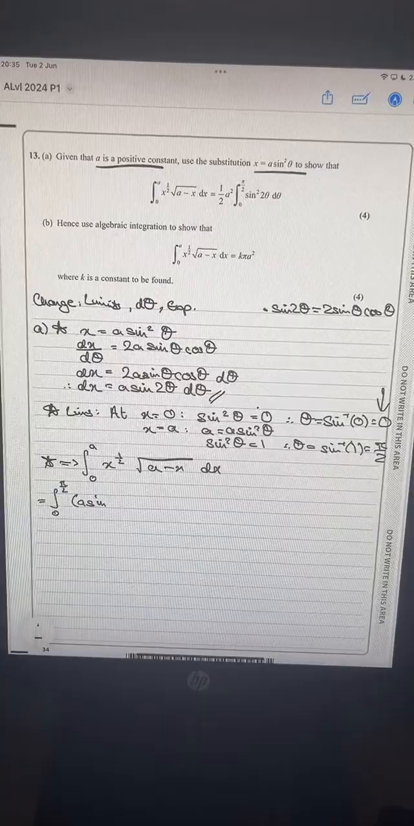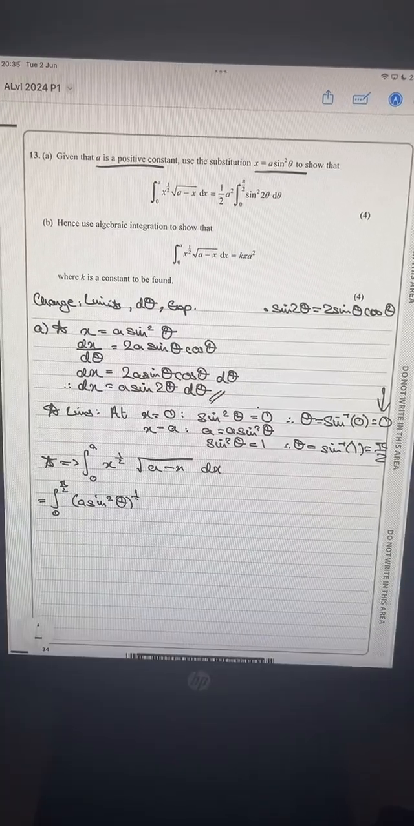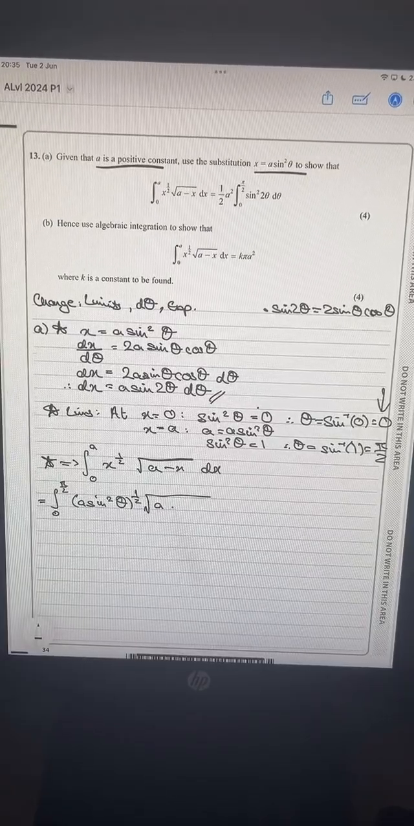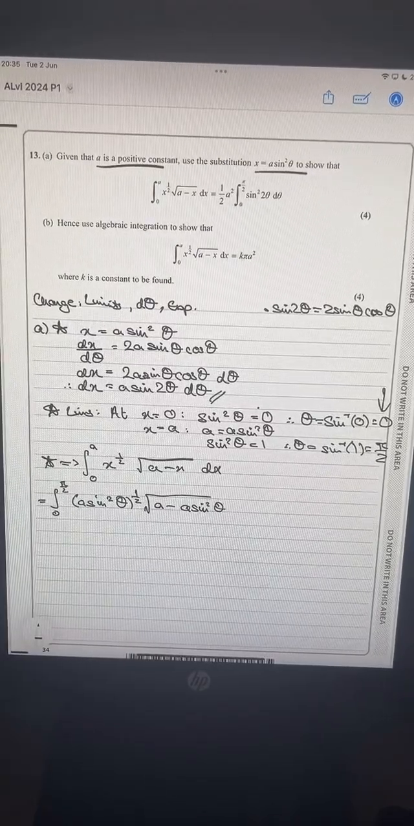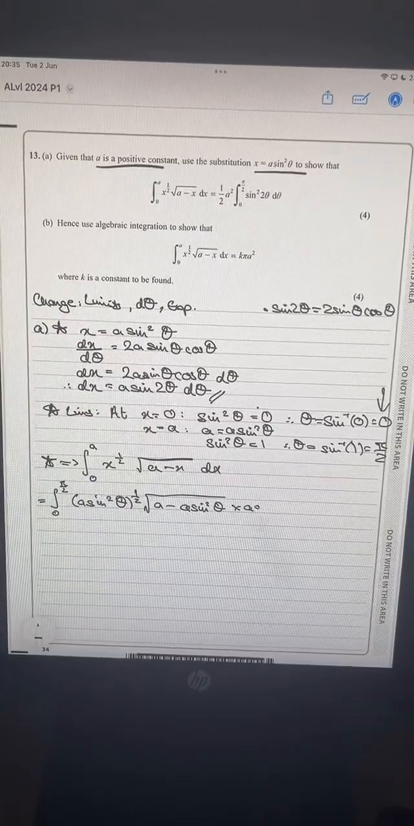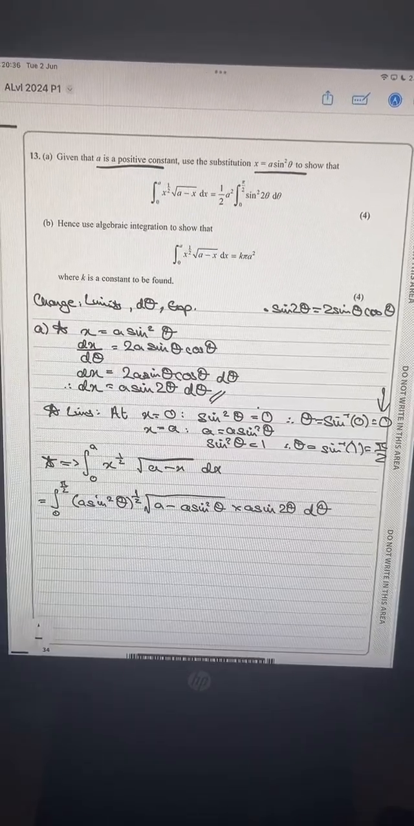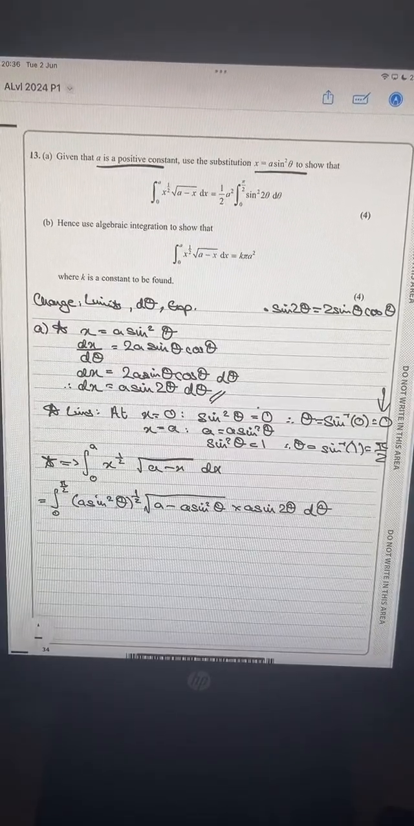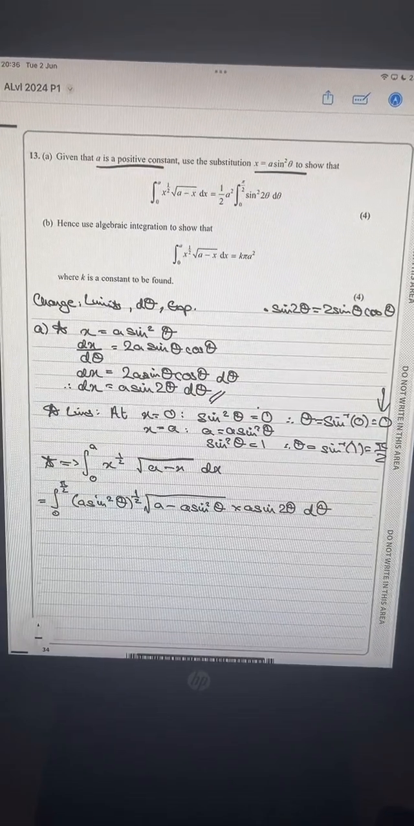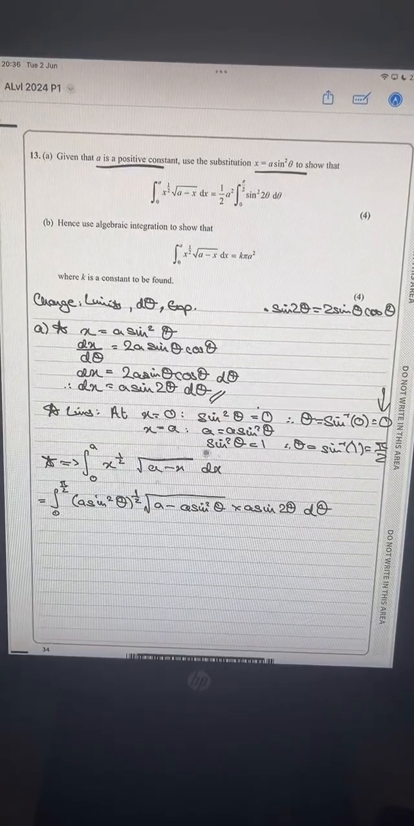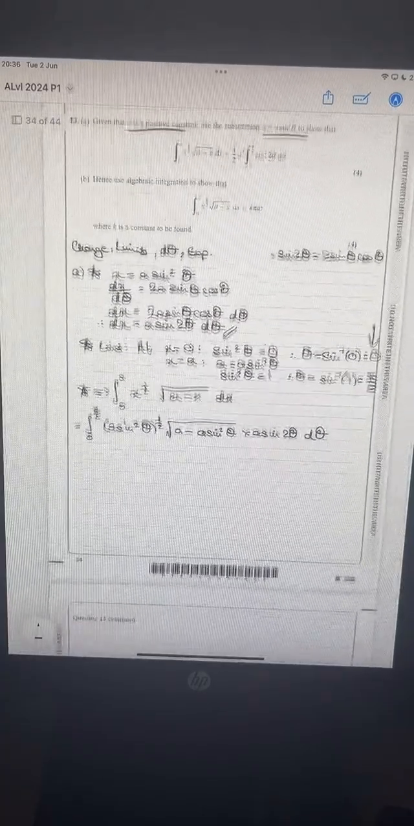So you've got a sine squared theta to the half, and then here you have square root of a minus x, and we know that x is a sine squared theta. And then you've got dx. Well, we found what dx was. That is times by a sine 2 theta d theta. Very nice. I have replaced all my x's, my expressions, my limits, and my dx by d theta. So I just have to play around with this thing here and look at my goal. I have a half a squared and a sine squared 2 theta d theta in there. So I got to work my way through.